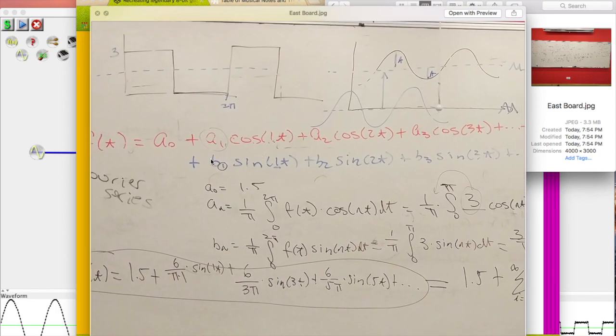So here we'll see that b1, the fundamental, has an intensity of 6 over pi times 1, while b2 is an even frequency, so then we don't need that one.